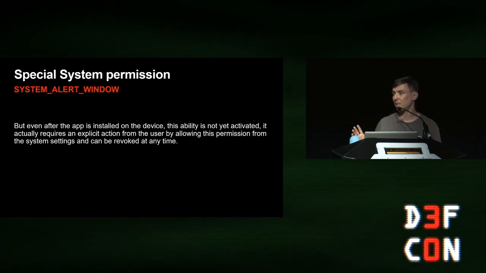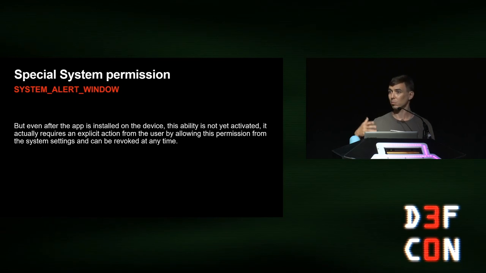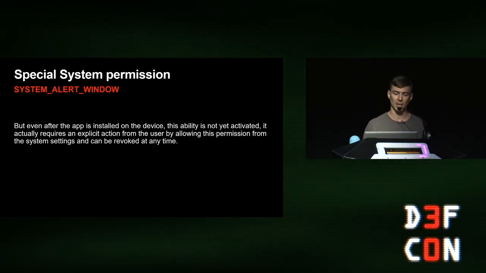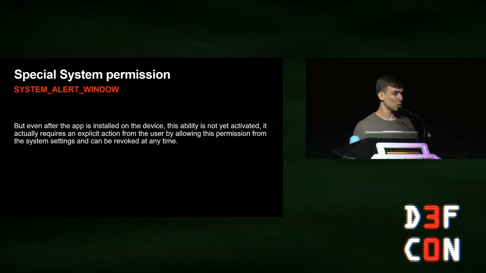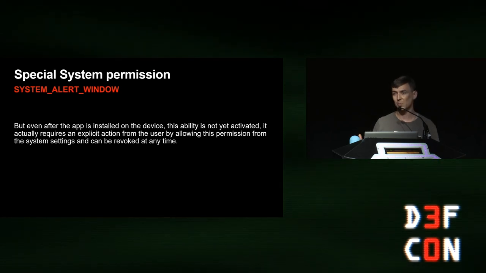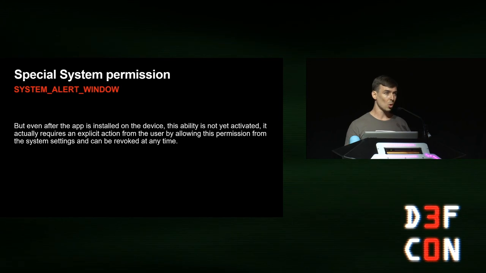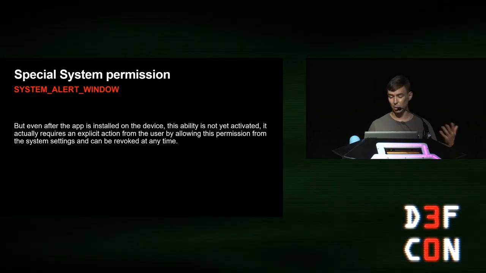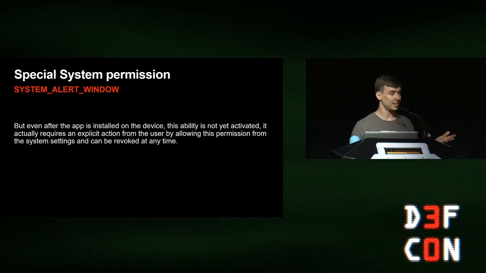But even if an application with very highly privileged permissions is uploaded to the Google Play Store and, let's say, it's successfully downloaded, installed on the device and launched, because it's a special system permission, it is not enabled yet. Actually, the user needs to go outside of the application context and perform some external steps in the advanced system settings.